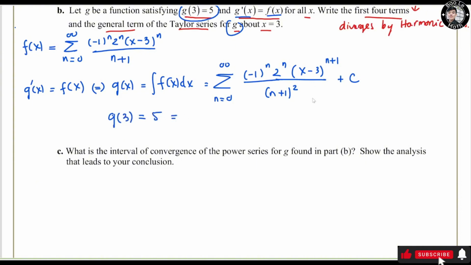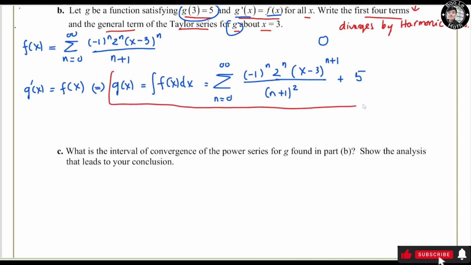When you substitute 3 for s over here, this part becomes 0, because 3 subtract 3 equals 0. So it's just c. So c equals 5. So I'm going to go back over here and replace c right here with 5. So this one is the answer for the function g of s.